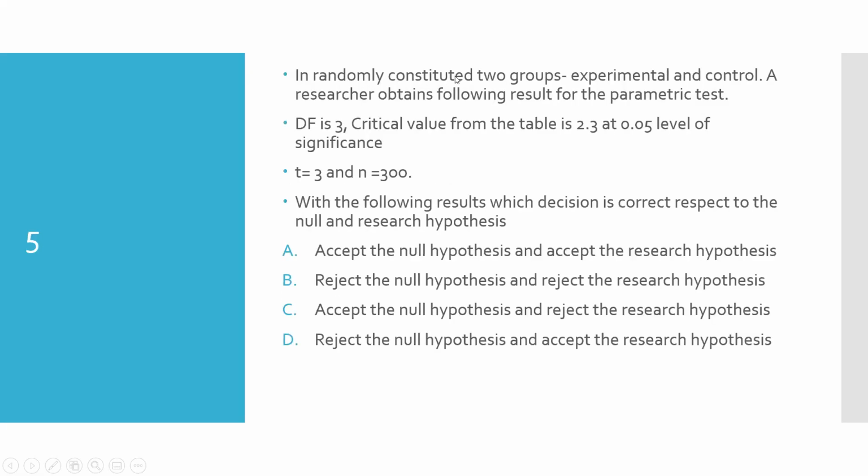In randomly constituted two groups, experimental and control, a researcher obtained the following results. The degree of freedom is 3. The critical value from the table is 2.3 at alpha level of 0.05. But the T statistic calculated value is 3, more than the table. And the total sample size is 300. So for these values, applying the t-test, which of the following decisions is correct for the null and the research hypothesis?